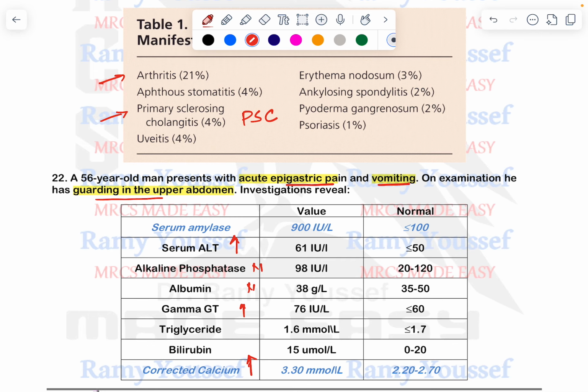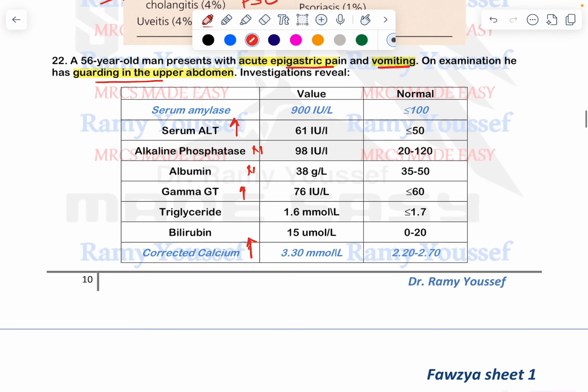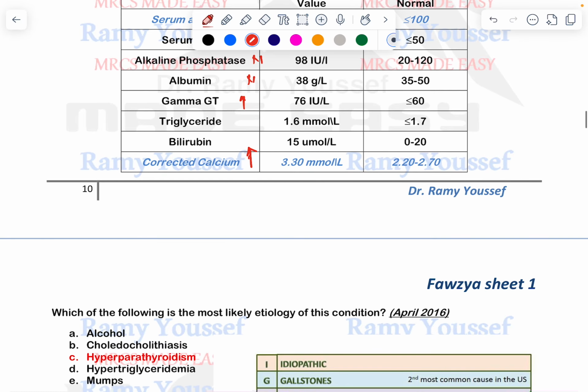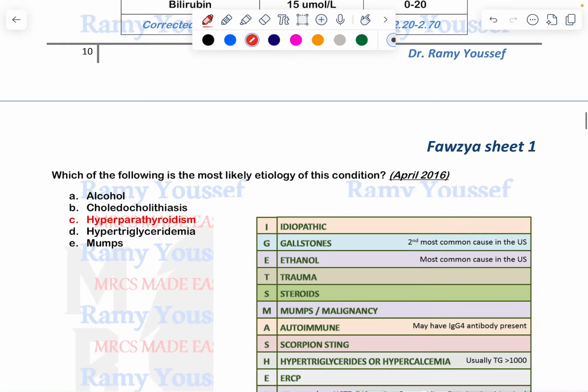Acute epigastric pain, vomiting, guarding upper abdomen. So corrected calcium. Now you have to think of what are the options. Let us see. Alcohol, choledocholithiasis, hyperparathyroidism. So calcium is raised, that's why hyperparathyroidism.